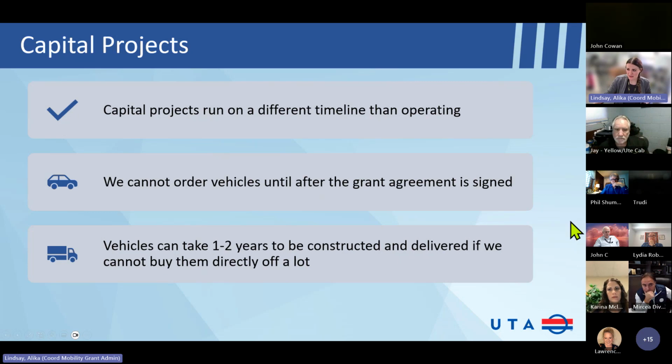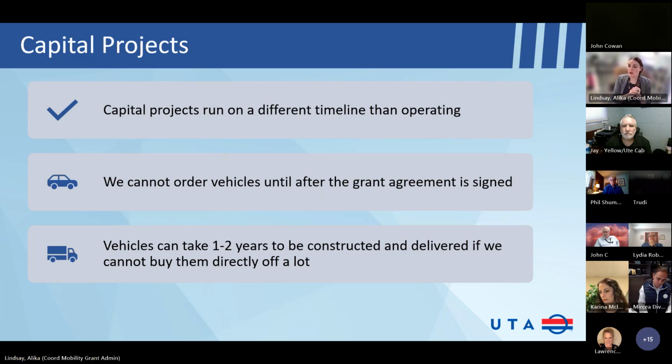Capital projects run on a different timeline than operating. We cannot order vehicles until after the grant agreement is signed. So that's the difference, right? You can be incurring the costs for your operating and saving those receipts and getting ready, but we cannot order vehicles until FTA has approved the award and you've signed your grant agreement. So sometimes we have to extend that end date for vehicles so that we have enough time to get them ordered and get them to you and you can get them in service. But that does not affect operating costs and those federal fiscal year and period of performance dates.